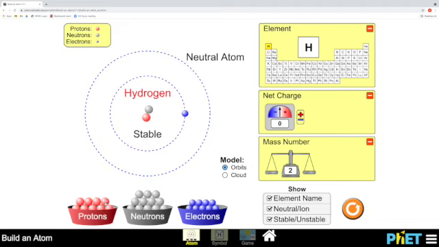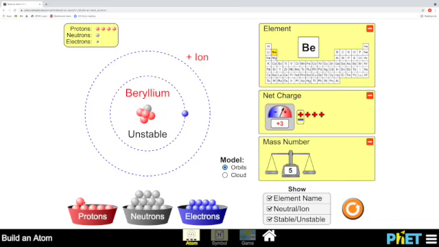Well, only one last thing to try. Let's add a proton. And now we've got helium, the second element on the periodic table. Every time you add or remove a proton, you change the type of atom. You change the element that you're looking at. Every single element on the periodic table has a different number of protons, and that corresponds with the atomic number.